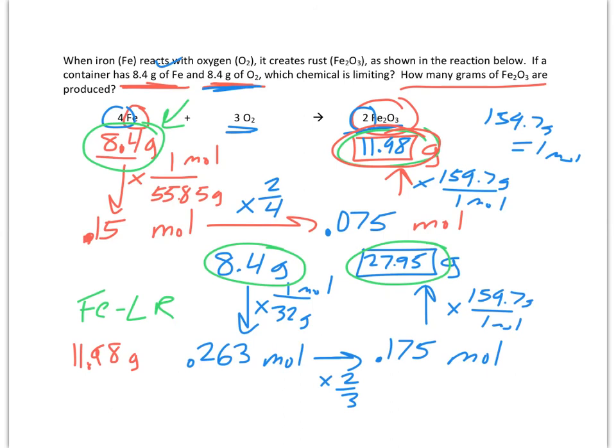So it's just like the gram-to-gram stoichiometry problems. If there were 2 products, you could pick either product to do the comparison, just like we did with the moles problem. That's pretty much how you go about it.